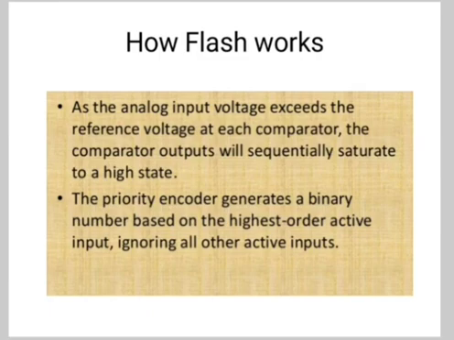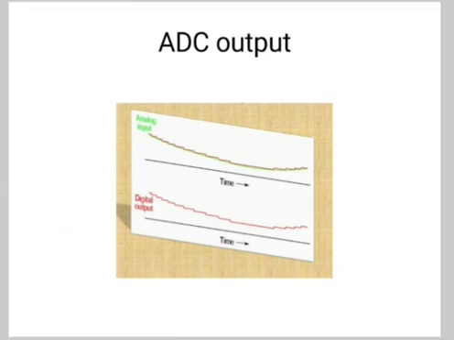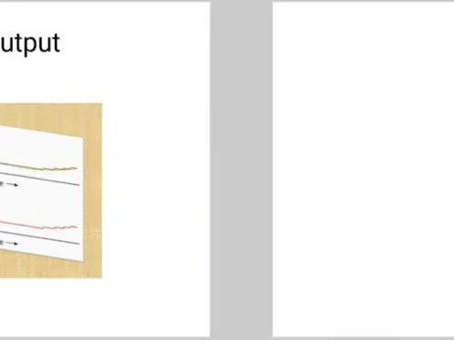Now, how does flash ADC work? As the analog input voltage exceeds the reference voltage at each comparator, the comparator output will sequentially saturate to a high state. The priority encoder generates a binary number based on the highest order active input, ignoring all other active inputs. So this diagram shows the ADC output. There are two graphs. One is the analog input and the second one is the digital output.